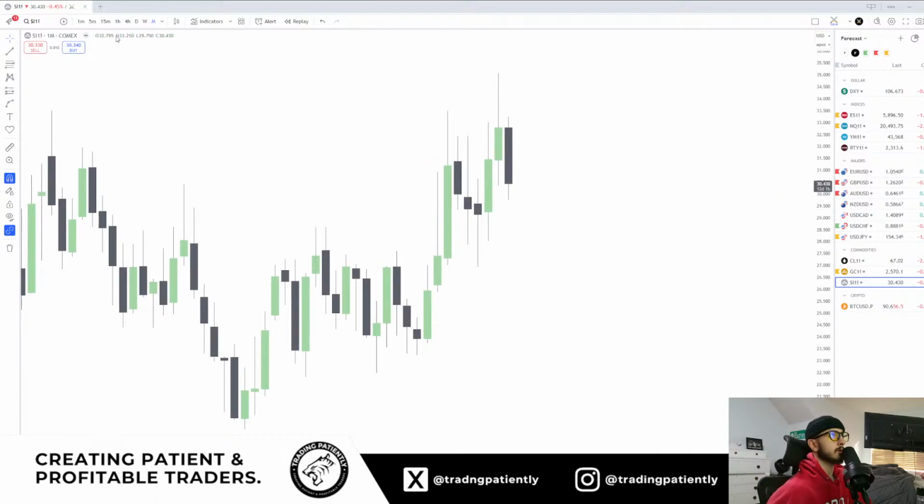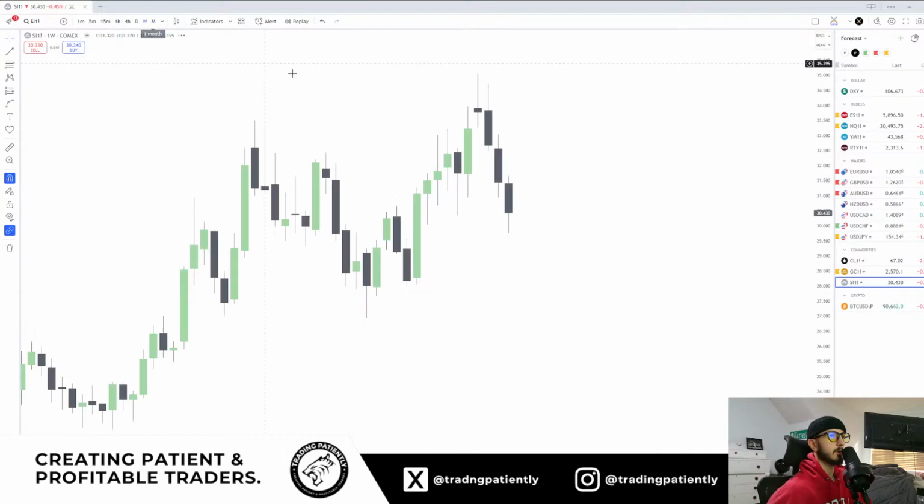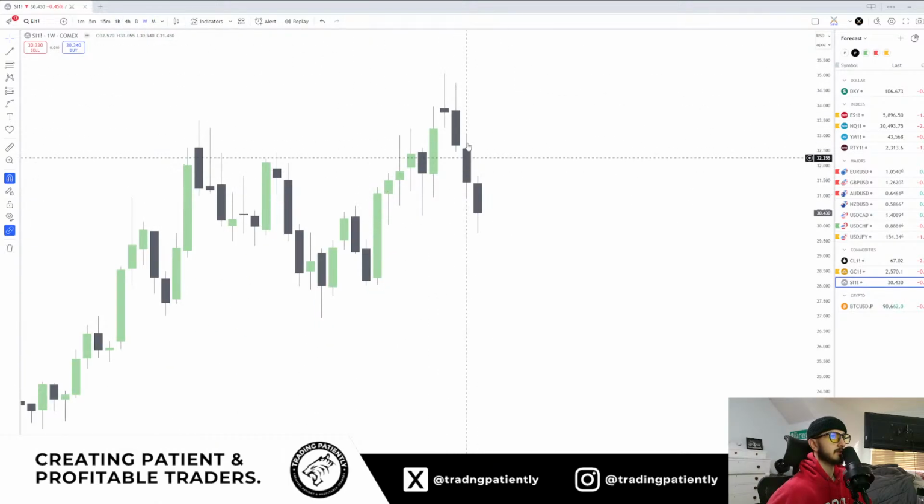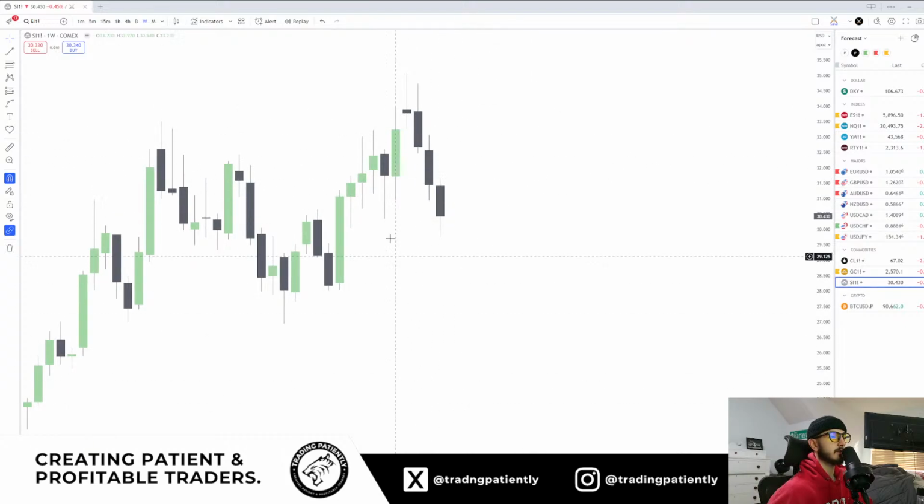Silver, similar monthly bullish order flow, weekly potentially shifting here, creating this weekly bearish fair value gap successfully here.